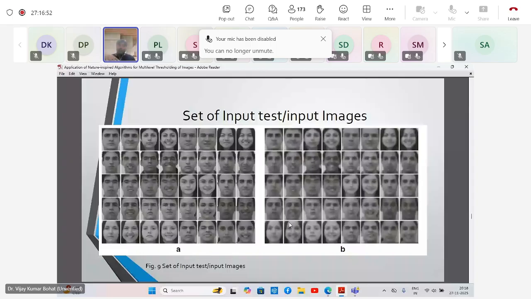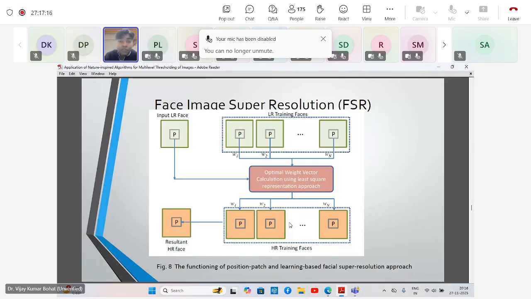So we are much interested in the left hand side images rather than the right hand side. If the input is the images given in set P, what magic do we need to do to get the images from the left hand side? Face image super resolution is one of the techniques through which we do this kind of magic with the help of training images, and we try to generate high resolution images, that is HR face images.